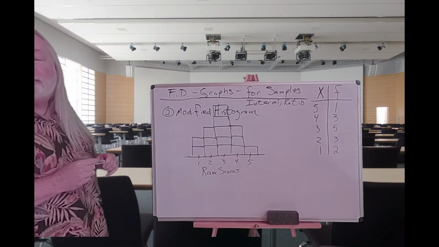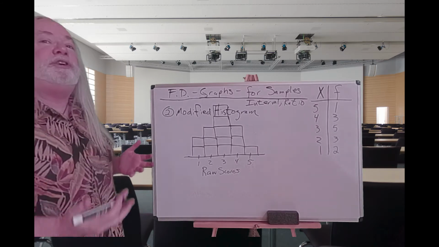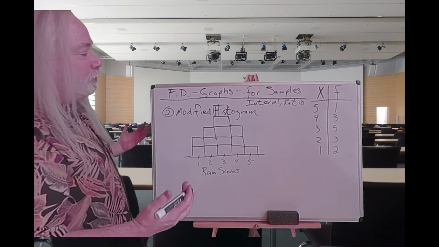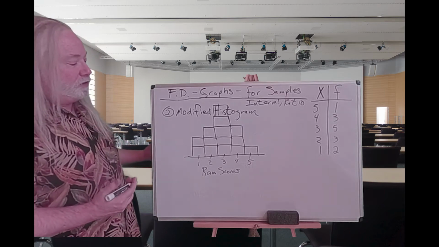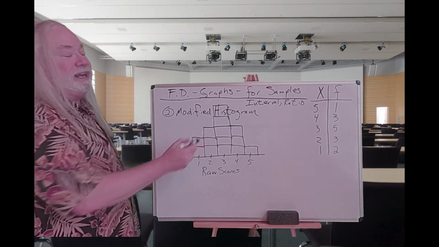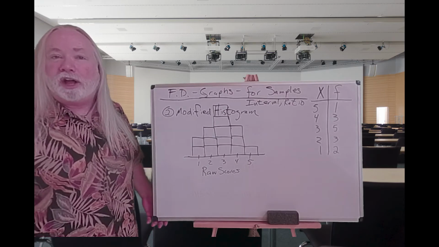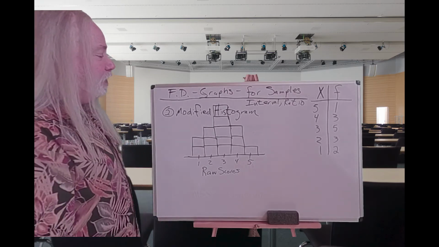That is a modified histogram. So why is there no frequency axis? Because for a graph like this, it just wants us to count. How many scores of a 2 were there? 1, 2, 3. Count the blocks. Get your inner 2-year-old on. Stack them and count them. That's all there is to it.